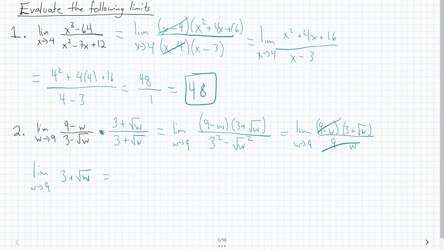And so what does that equal? Well, that's just 3 plus the square root of 9, which is 3 plus 3. And so our final answer is just 6. And we're done with that one.